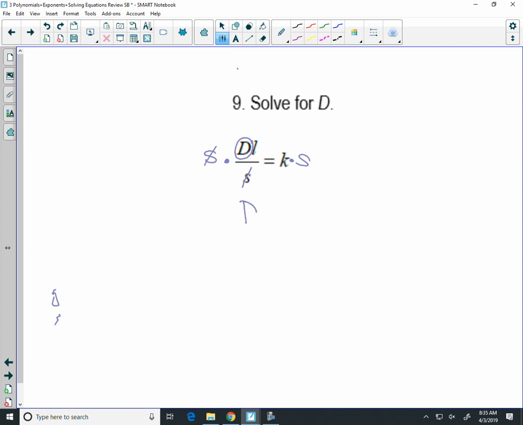So on the left side, we have dl. On the right side, we have k times s. I'm going to circle that d again, because I don't want to solve for the wrong variable. So multiply to get rid of that fraction. And now dl, that's multiplication. To undo multiplication, we're going to divide.